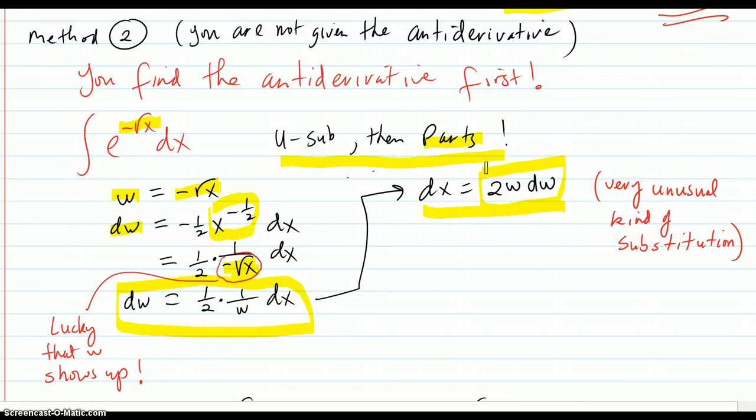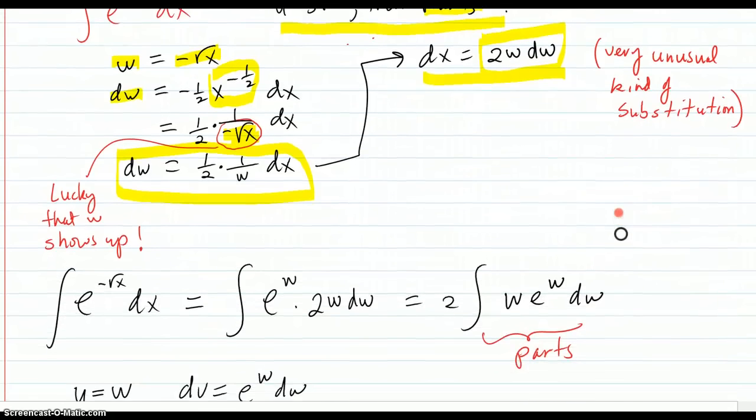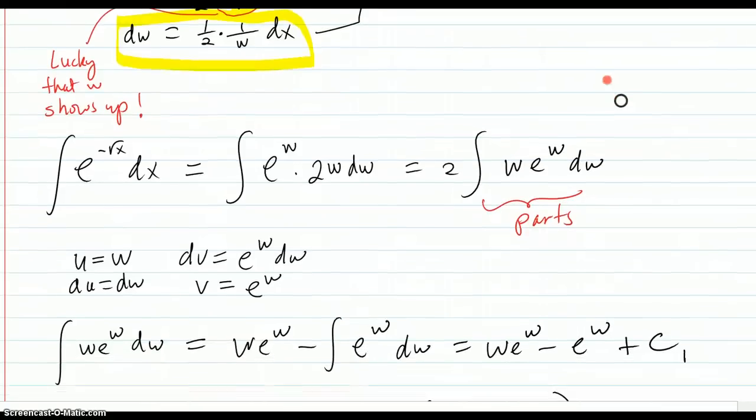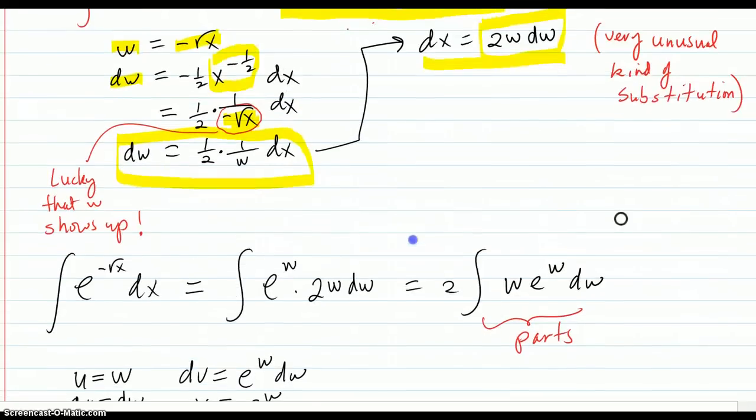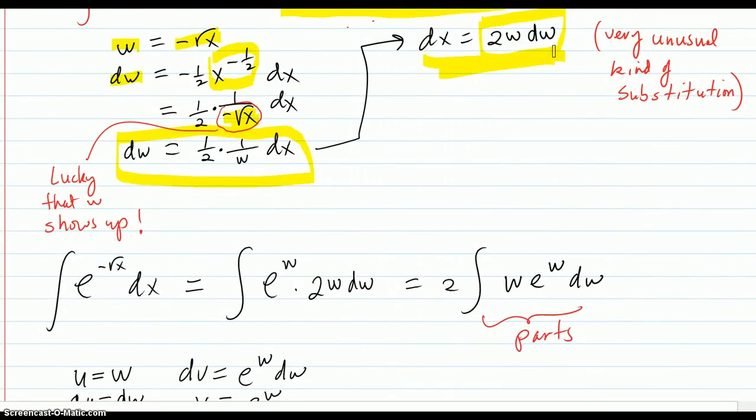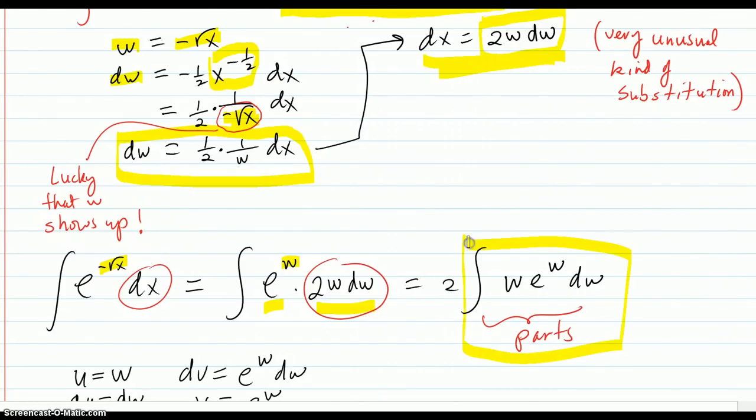Very unusual. Of course, that doesn't really solve the problem quite yet, because when we go down to here, we have to sub everything in. dx is 2w dw, that's this, and you have the e to the w because that was what w was. So here's your dx, and here's your 2w dw. Okay, so everything's matching up. Factor out the 2, and now I'm here, and this is definitely a parts problem in its own right.